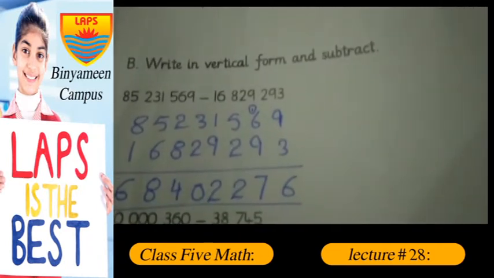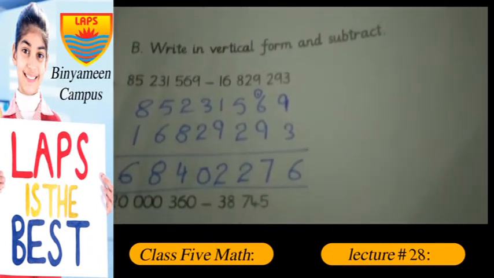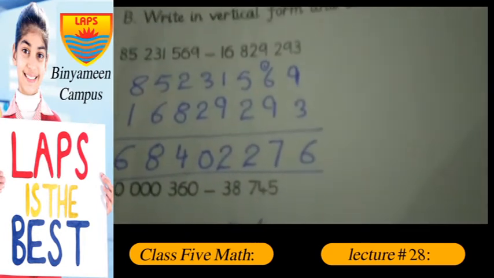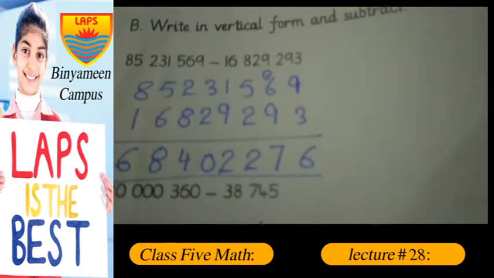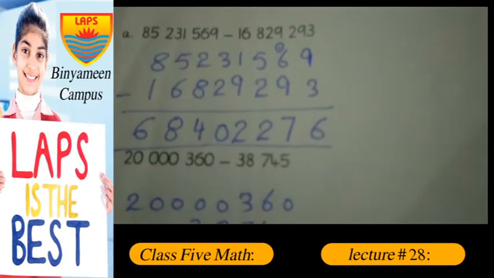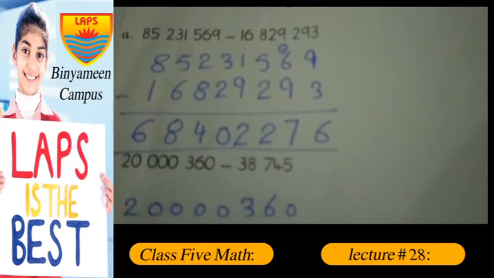Part B, write in a vertical form and subtract. First write 85231569. Then we subtract 1682 and 293. The answer of this question, 9 subtract 3, 6.